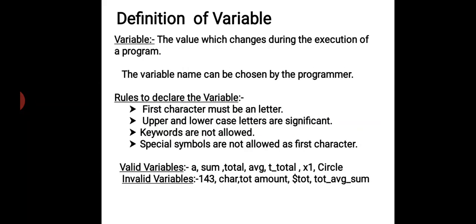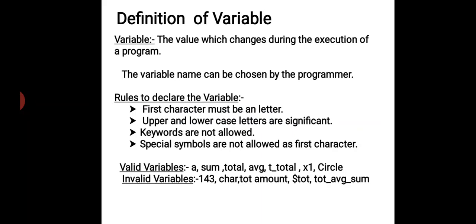Next, variables. Variable in the sense the value which changes during the execution of a program is called a variable. The variable name can be chosen by the programmer. Next, rules to declare the variables. How to declare the variables?